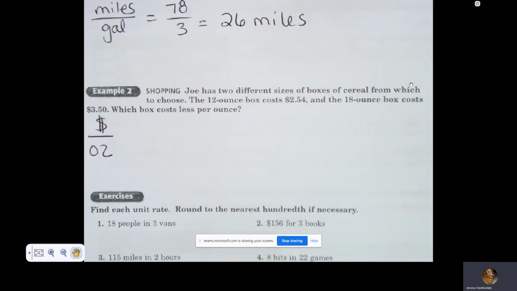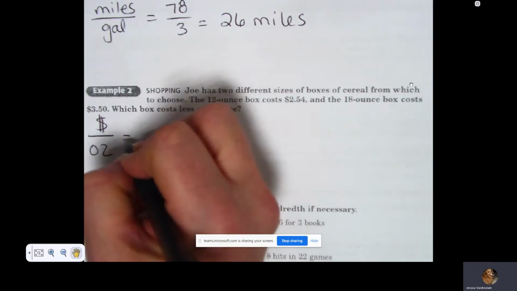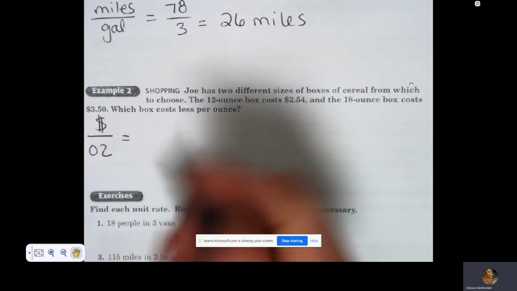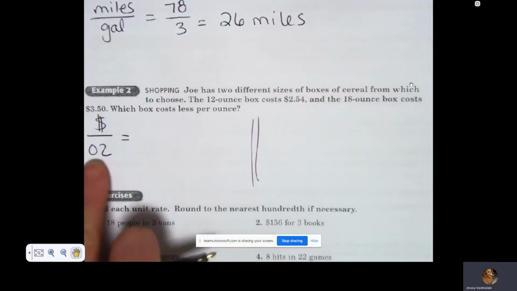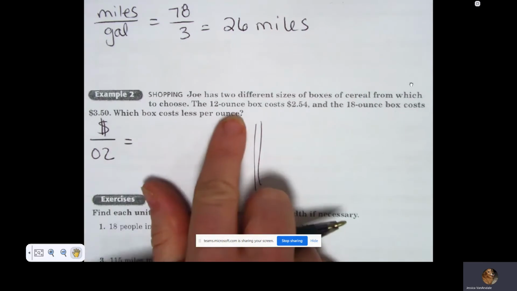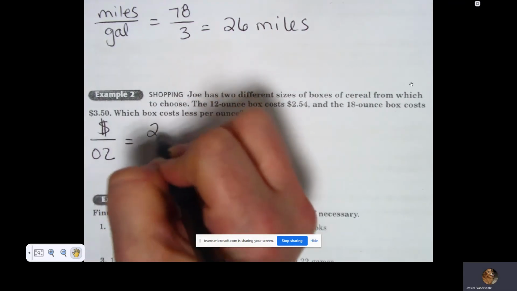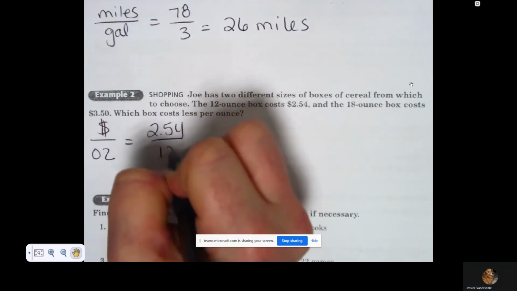Yes, sir. And sometimes it doesn't look like you want to do it that way because it might be a decimal or something weird. It doesn't matter. The dollar sign value goes on the top of your fraction. So you've got dollars per ounce. We've got 2 boxes here, so we're going to do 2 problems. We had the smaller 12-ounce box, so it's $2.54 for 12 ounces.